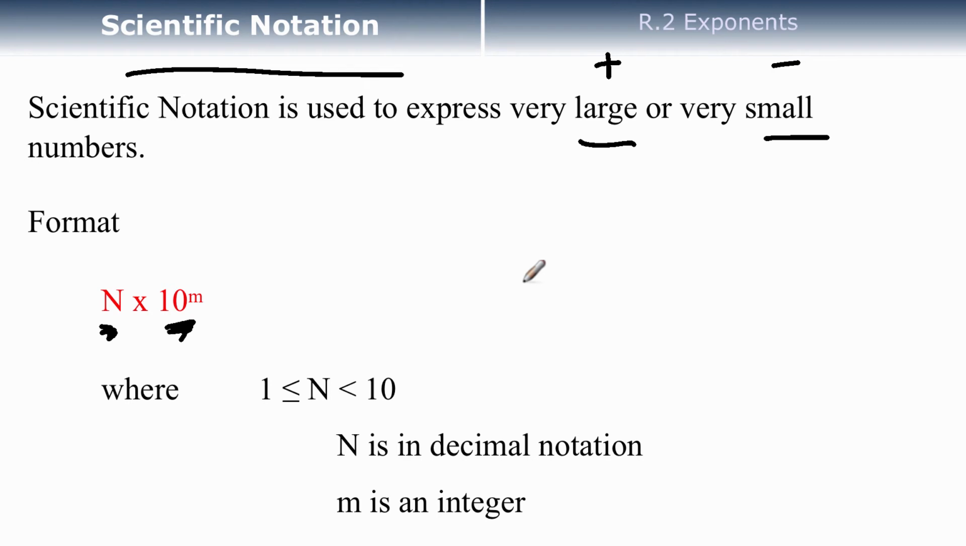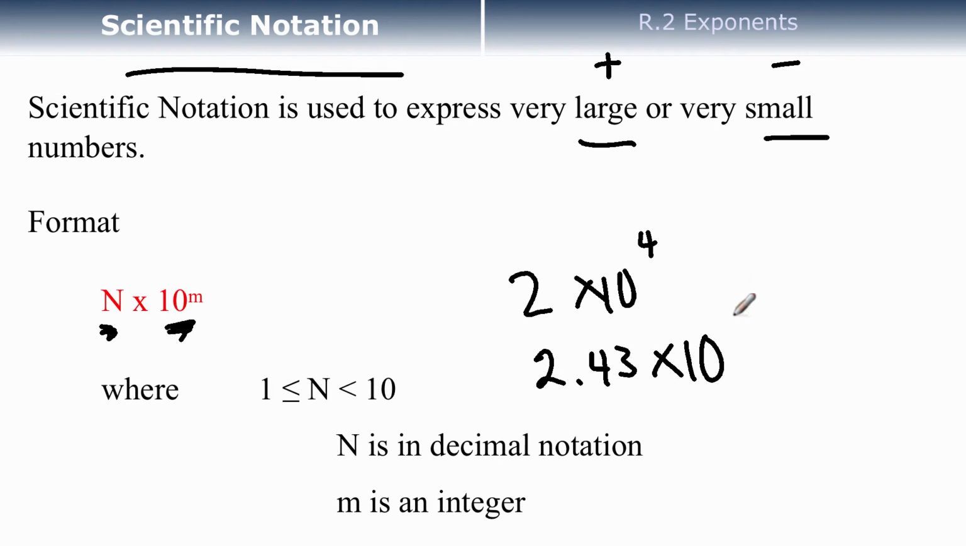So I could write something like 2 times 10 to the 4th. That's not very big, that's only like 20,000. Or maybe another one, 2.43 times 10 to the 109th. That would be a fairly big number. Anyway, that's an example of a scientific notation, and notice the exponent in there.